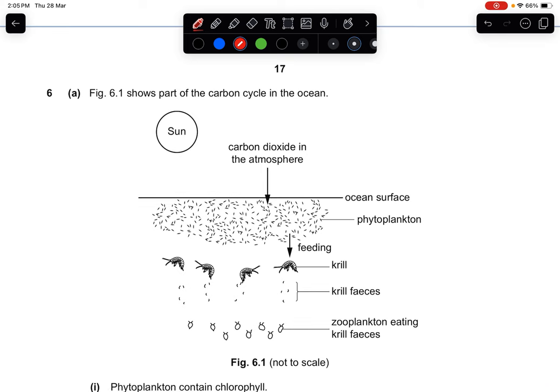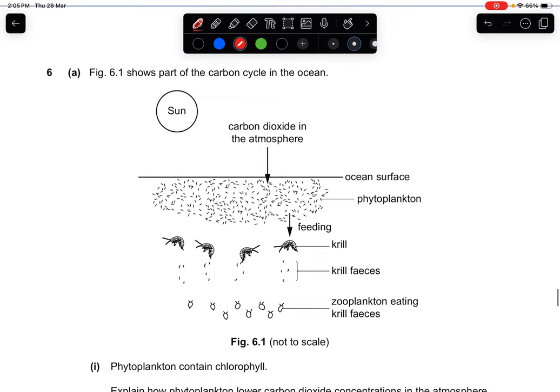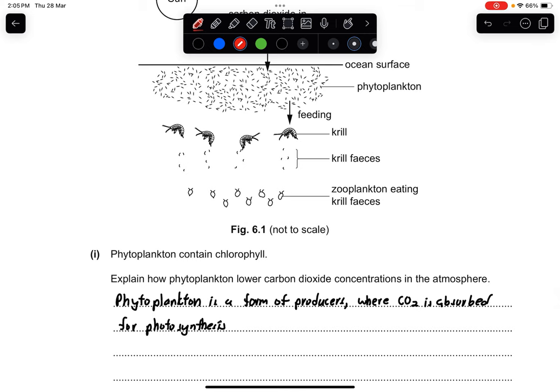6A, figure 6.1 shows part of the carbon cycle in the ocean. So part 1 says phytoplankton contains chlorophyll. So chlorophyll is one of the keywords that link to photosynthesis. So explain how the phytoplankton can lower the carbon dioxide concentration in the atmosphere. In the carbon cycle, the only process that decreases the carbon dioxide concentration from the surrounding is photosynthesis. So link back to this question, phytoplankton is a form of producer. And this is where the CO2 is absorbed for the photosynthesis to produce the sugars and everything.